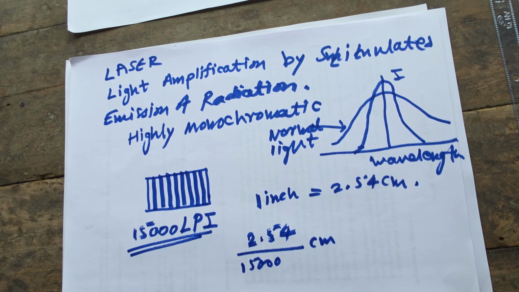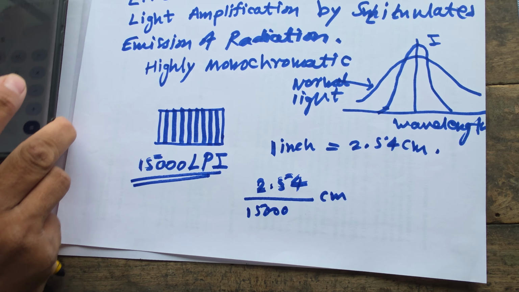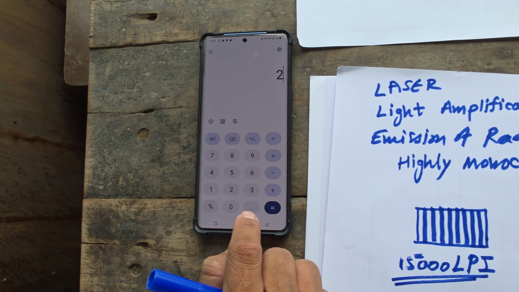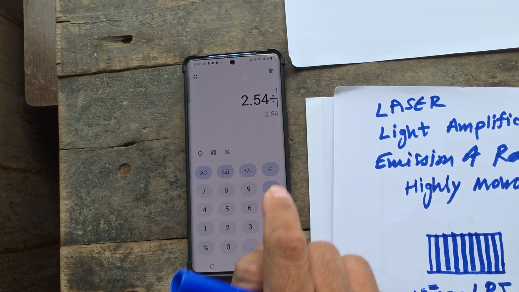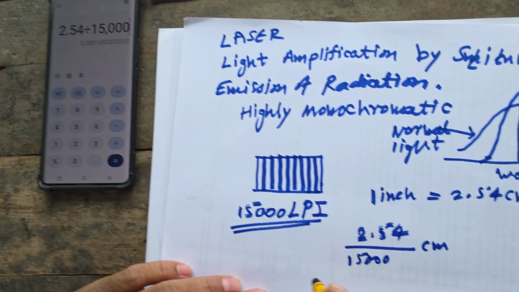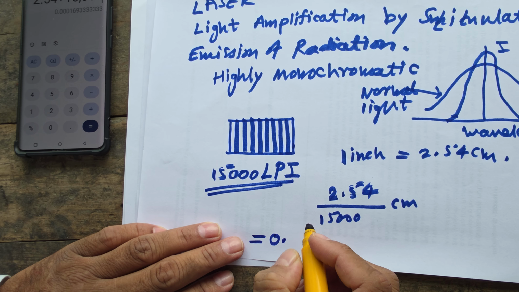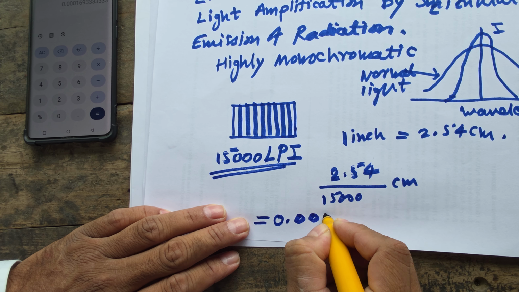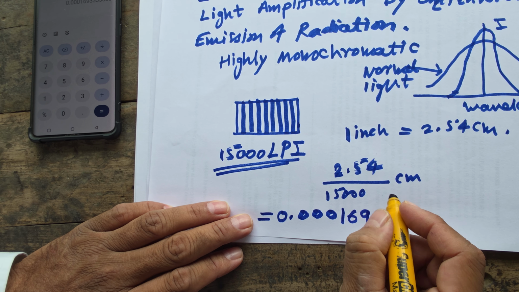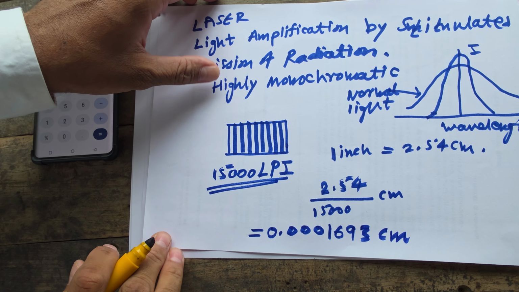So I will open the calculator and do this calculation over here. See, 2.54 divided by 15,000 comes out to be 0.123 times 0, and then we have 169, and one more digit I will take, this much. So this much centimeter is the distance between two consecutive lines.